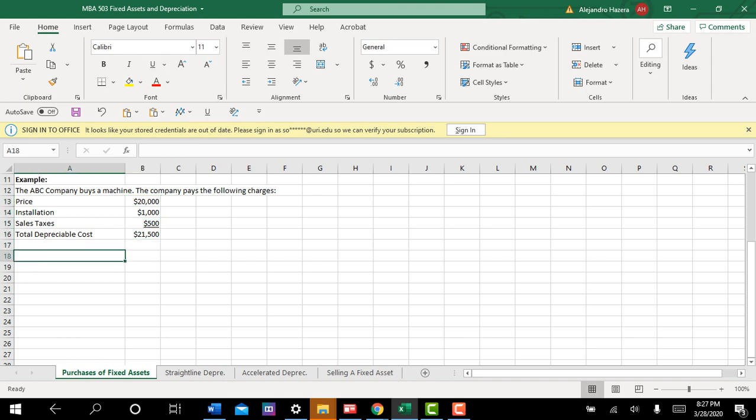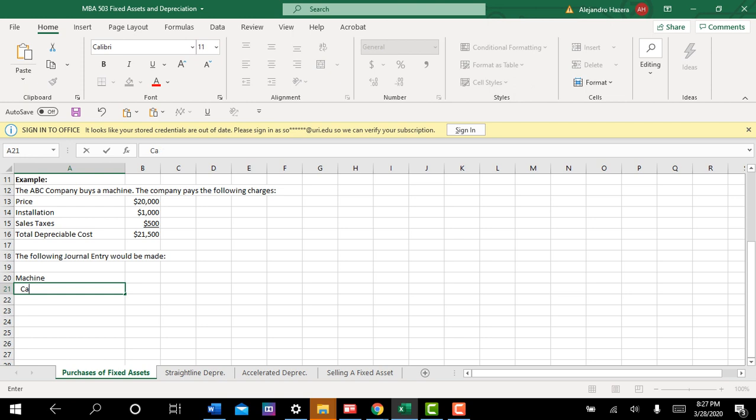Okay, so let's just finish this little example with a journal entry. The journal entry would be made, and you already know this journal entry. This should be a fairly easy topic. The asset is a machine, so you would debit machine and credit cash. I'm assuming everything is for cash here. So we would debit machine and credit cash for the total amount of the asset.